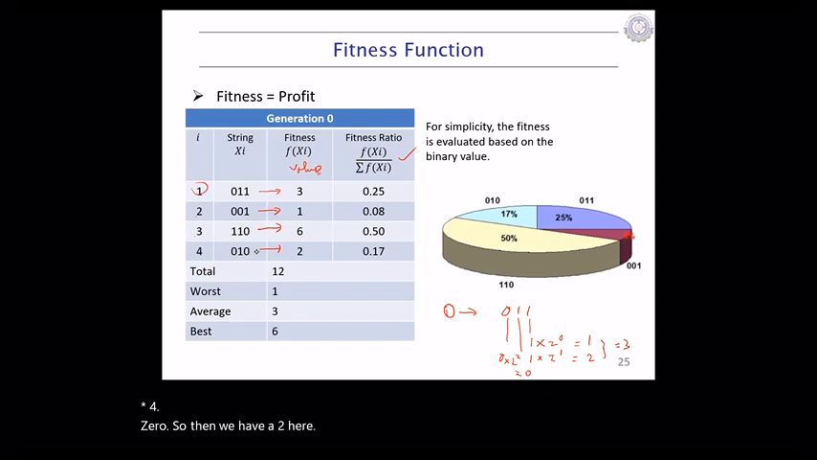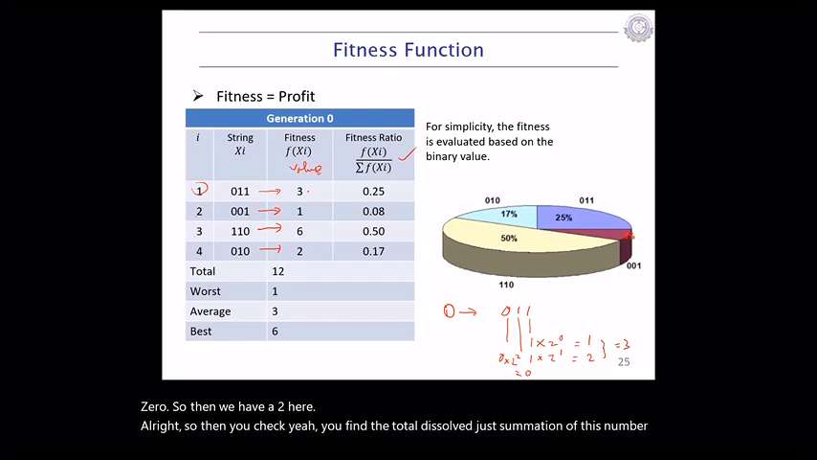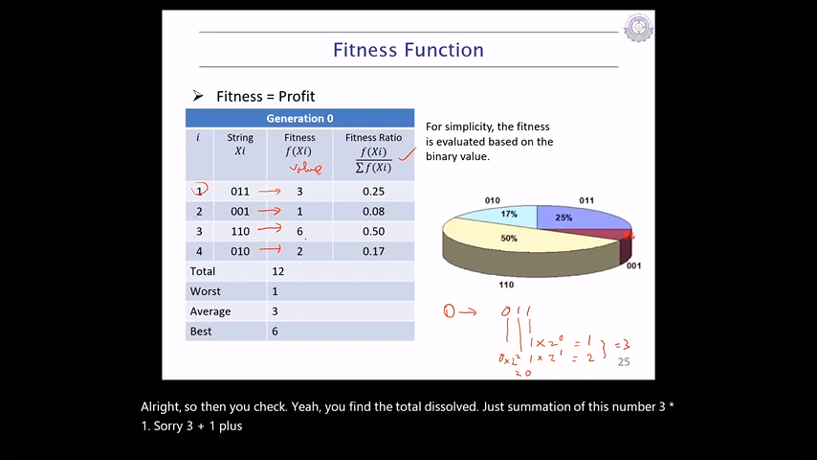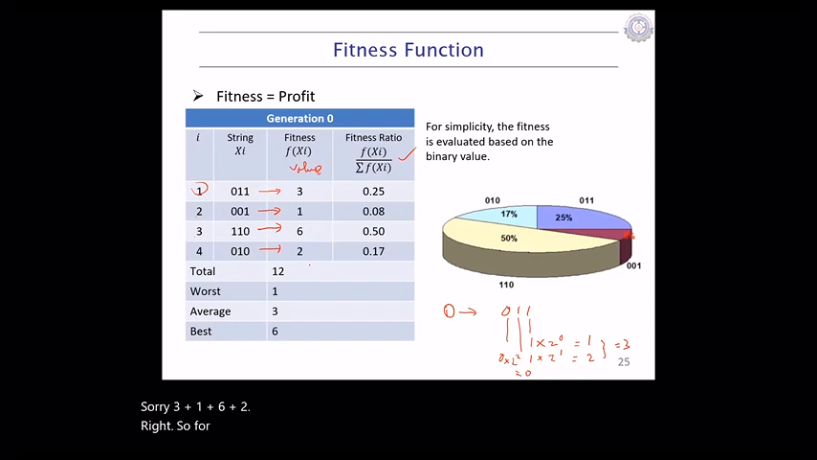All right. So then you check, you find the total. This is just the summation of these numbers. 3 plus 1 plus 6 plus 2. Right? So 4, 6, and 12. Yeah, this is the total. And the worst means the lowest, which is 1. And then the best, 6.